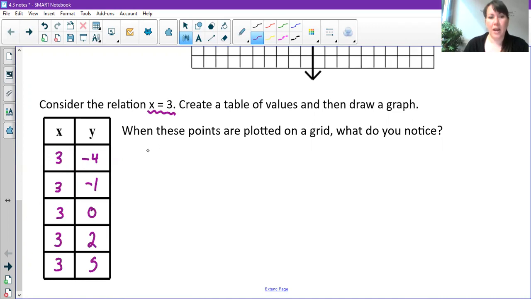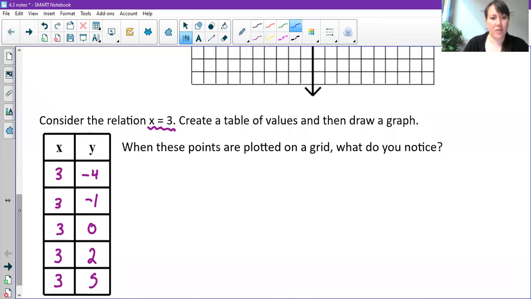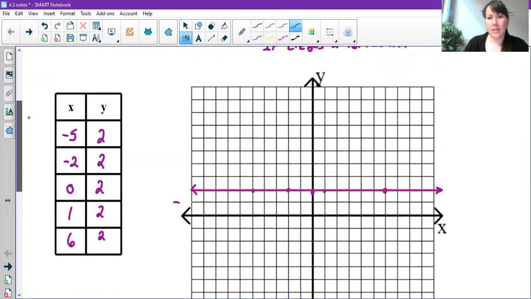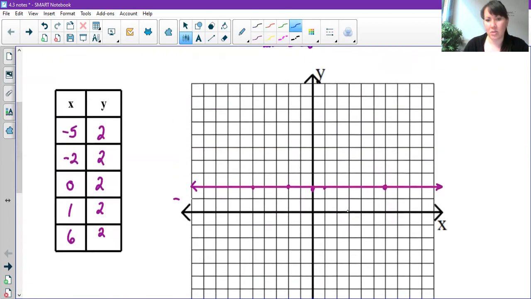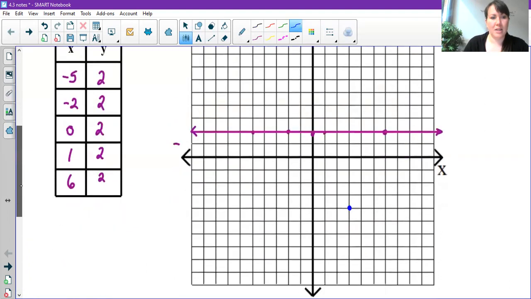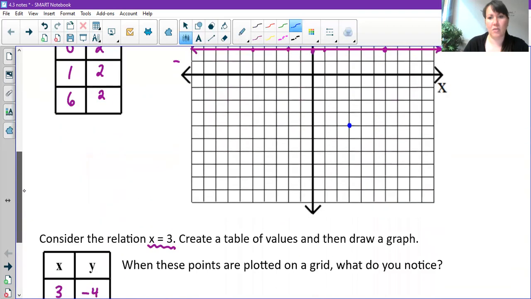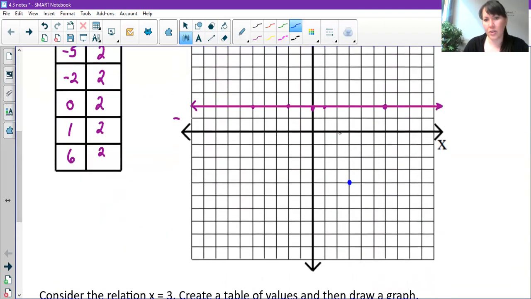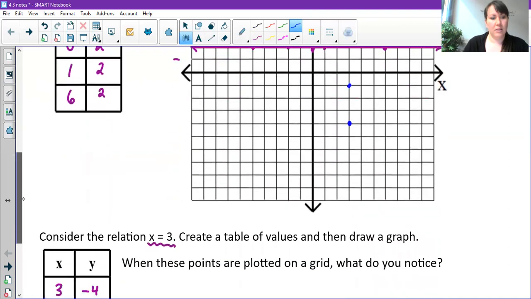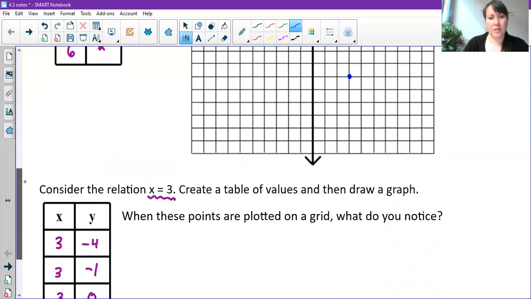Okay, so now when I go to plot these points, we're going to see a different trend. Let's use a different color here. I'm going to plot it on the same graph. So I have 3, -4. X is 3, 1, 2, 3. And y is -4, 1, 2, 3, 4. So there's my first point. My second point that I had there was 3, -1. So again, over 3 for x and down 1 for y. Then 3, 0, and 3, 2.